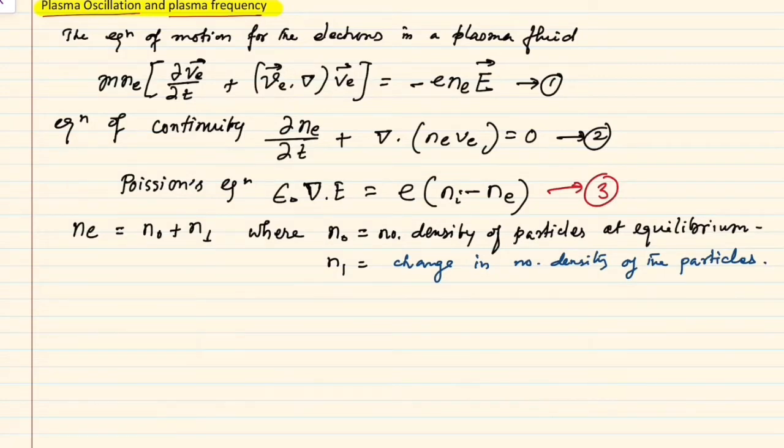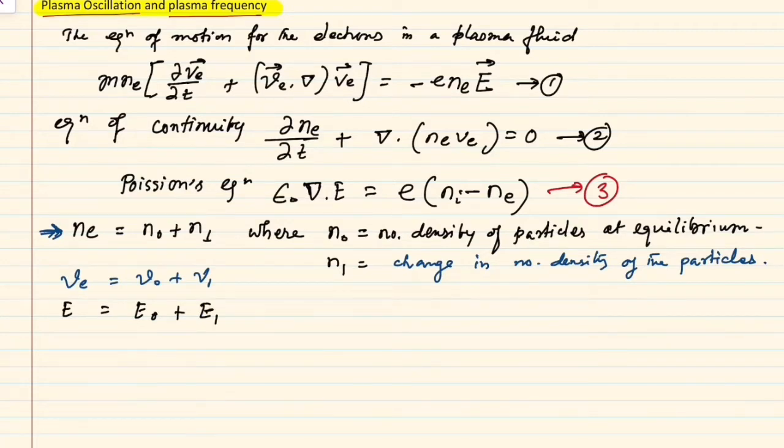Now the overall density, overall change is given by Ne, the number density of electrons after oscillation starts, which is equal to N naught plus N1. Similarly, we can write for VE, V naught plus V1, and for E, we can write E naught plus E1.